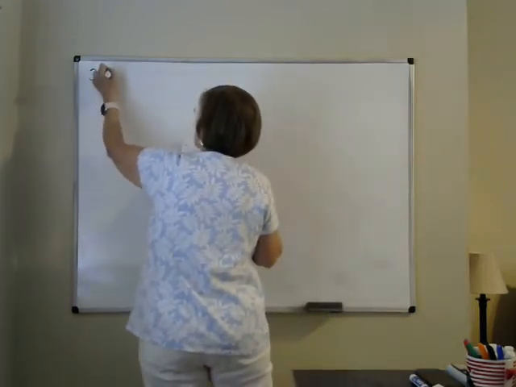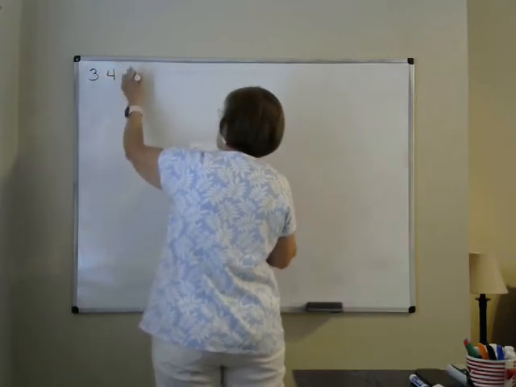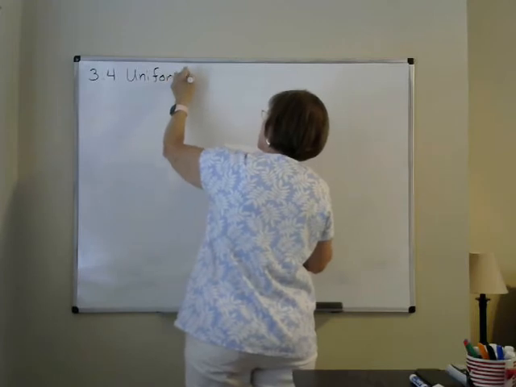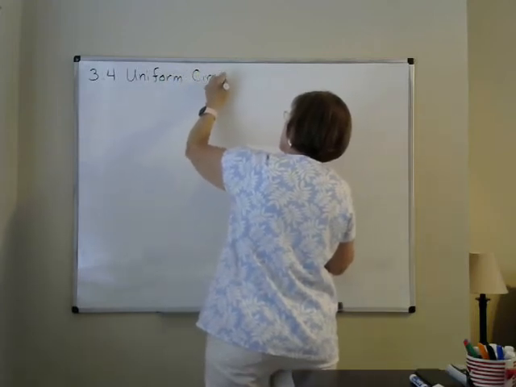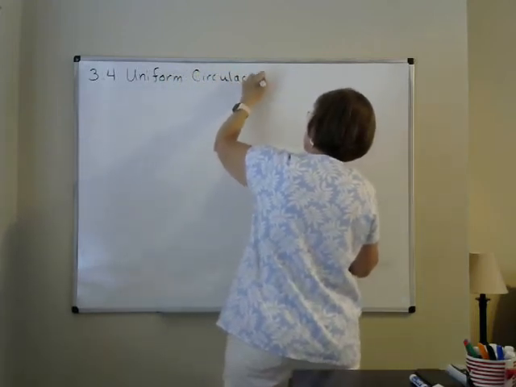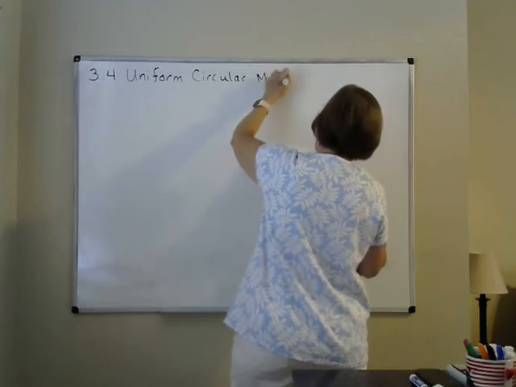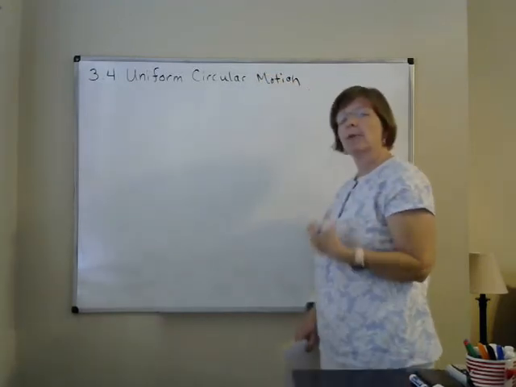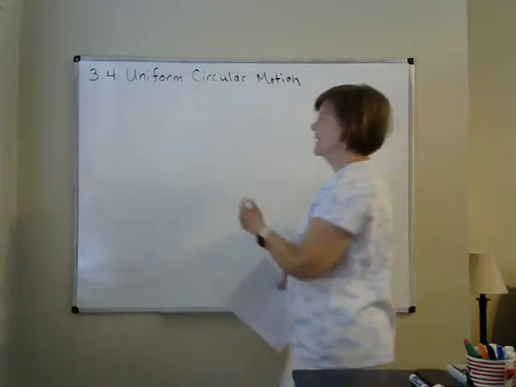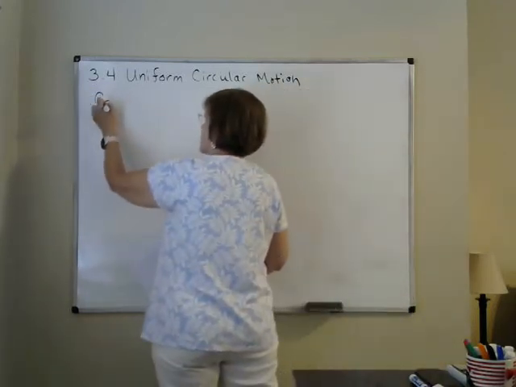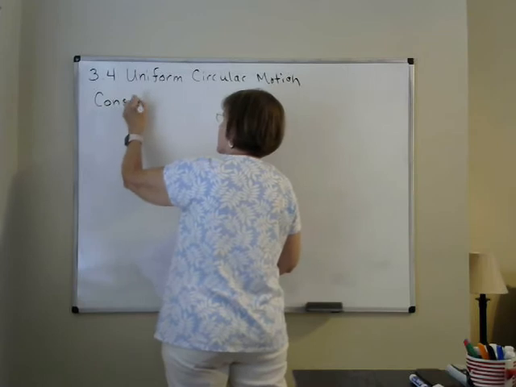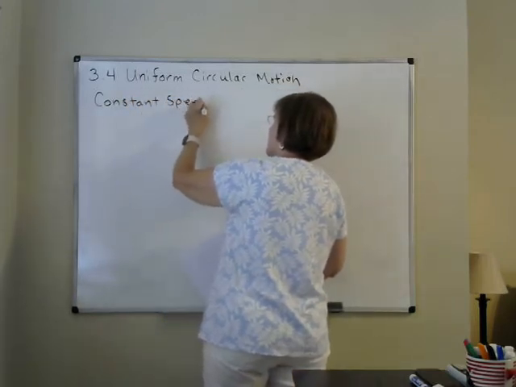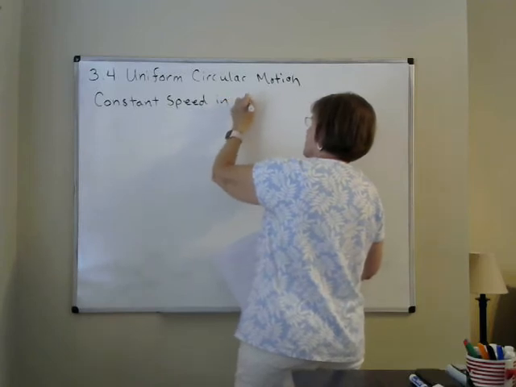Jumped over to section 3.4, uniform circular motion. When I say uniform, what I'm really meaning is constant speed. So this is constant speed in a circle.